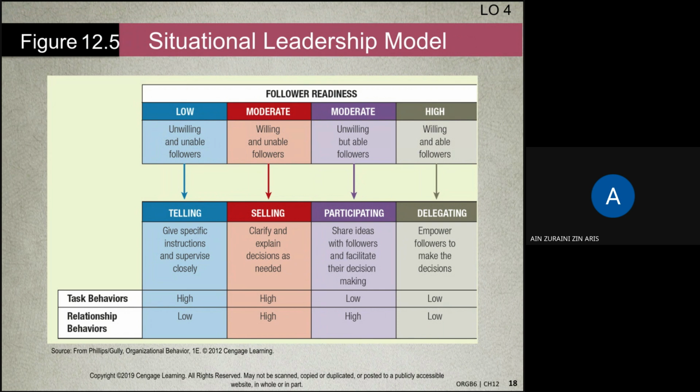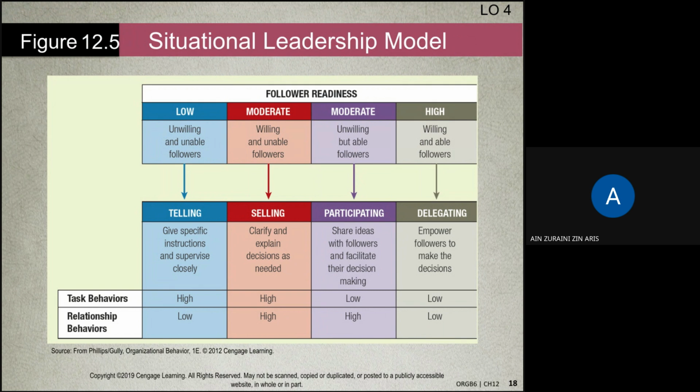So based on this model, there are two key factors, which are the leadership style, what the leader does, and the follower readiness, what the follower is capable of. Okay, so the first one is the leadership style. The leadership style refers to the 4 leadership styles, based on the degree of directive behavior, task focus, and supportive behavior, relationship focus.